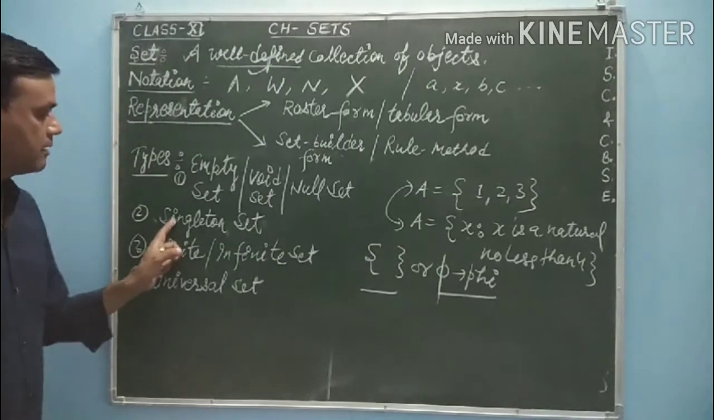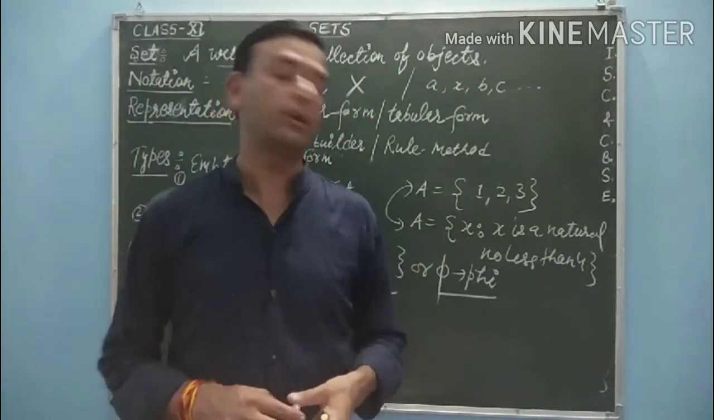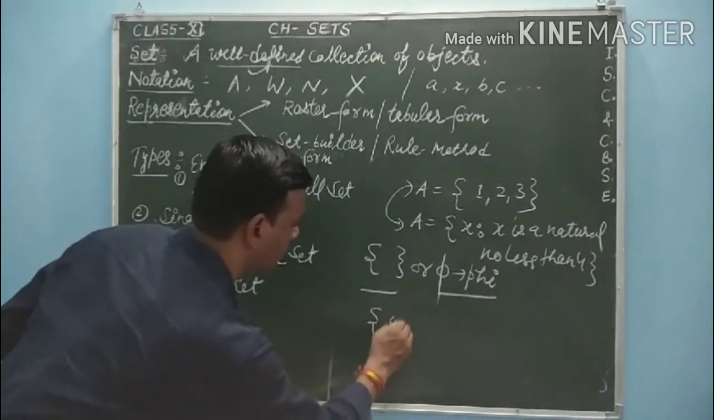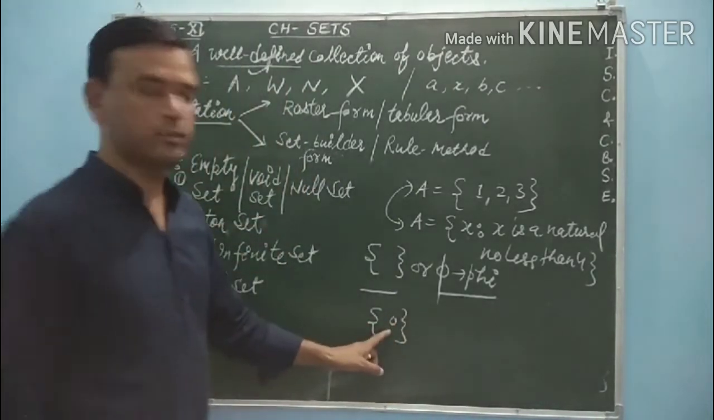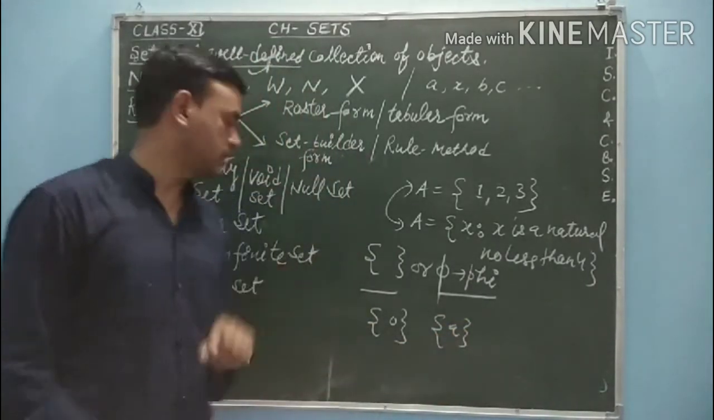Now come to the next set, that is the singleton set. When a set has only one element, that set is called a singleton set. For example, this set has only 0, or you can say small a. These two are examples of a singleton set.